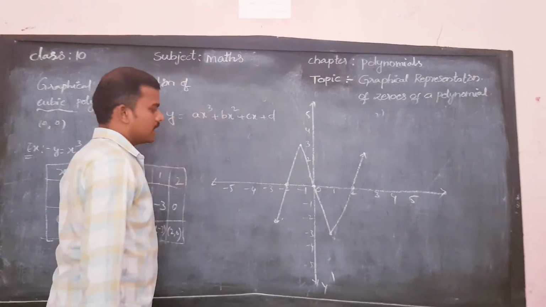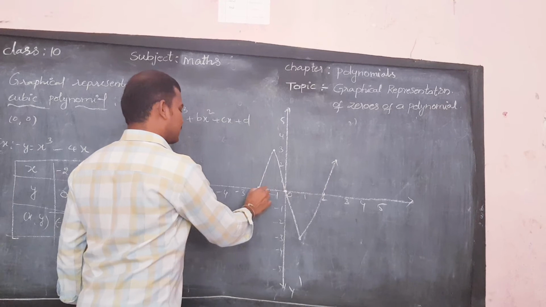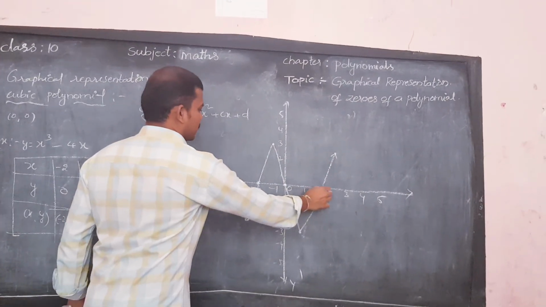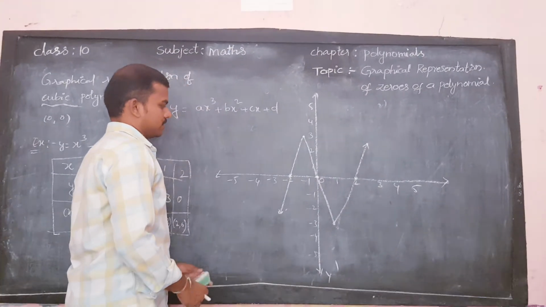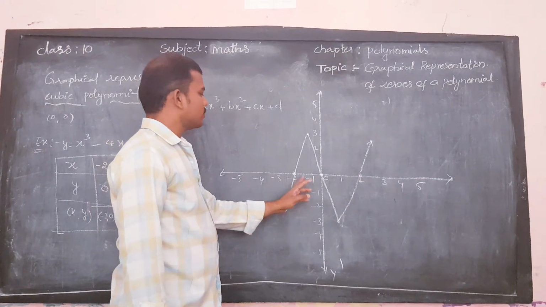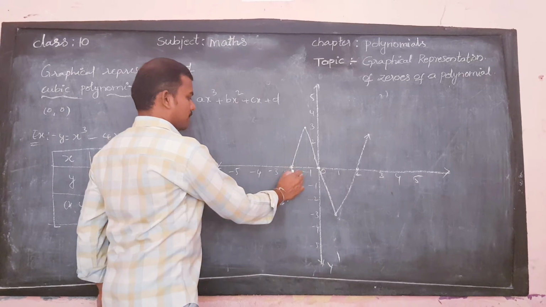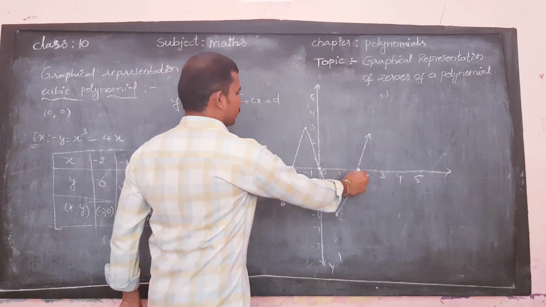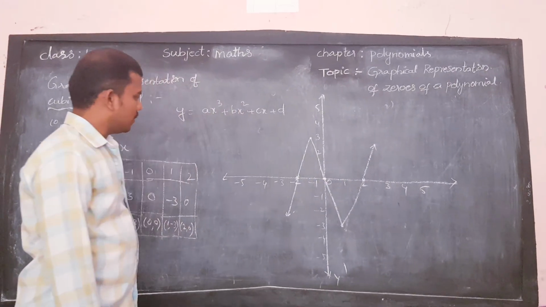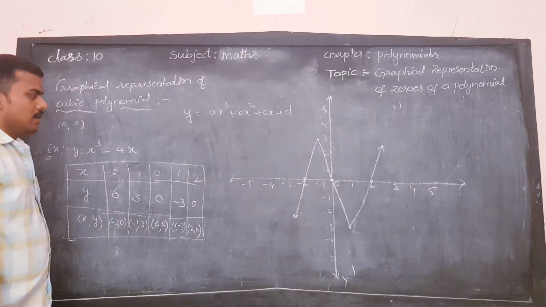So the graph passes through the horizontal axis. The cubic polynomial intersects the x-axis at most at 3 points. So minus 2, 0 and 2 are the zeros of the cubic polynomial.